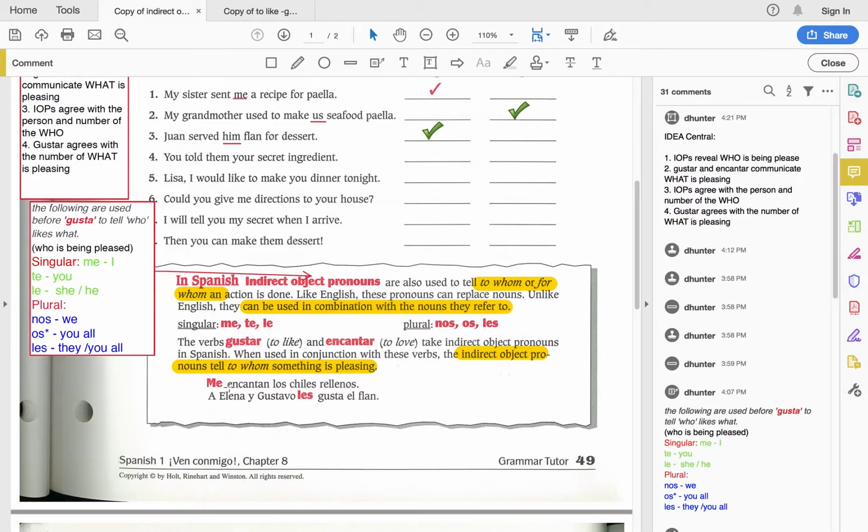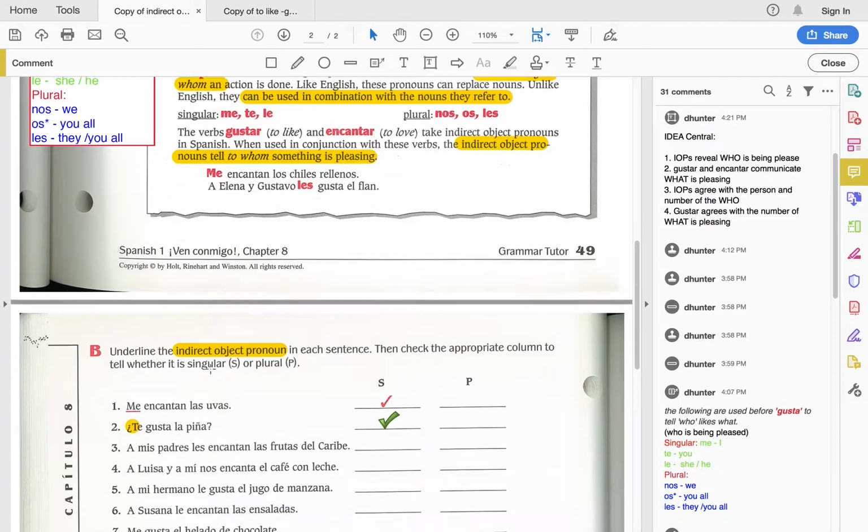Me encantan los chiles rellenos significa que I love stuffed peppers. Bien? That's what that sentence says. Again, stuffed peppers are pleasing to me. If we go backwards, we can kind of see the meaning there expressed. As we go forward, be on the lookout for ways that we see our key points.